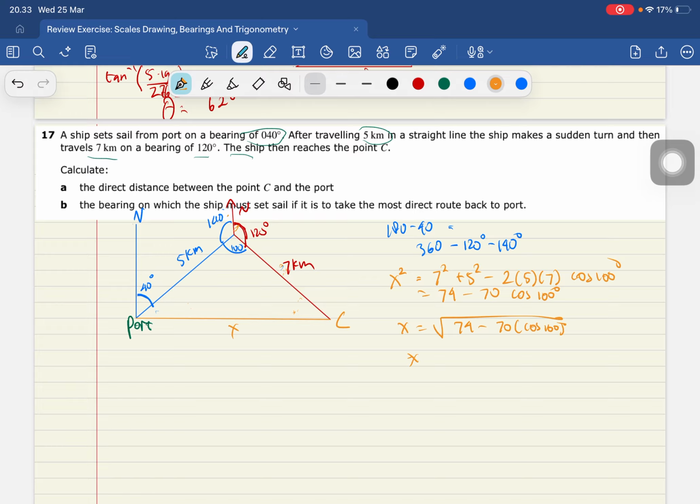So I will use a calculator. This is the square root of 74 minus 70 times cos 100. So we get the answer of x equal to 9.28. This is in kilometers. So this is 100 degrees, so we can use the cosine rule. So the distance from the sea to the port is 9.28 kilometers.